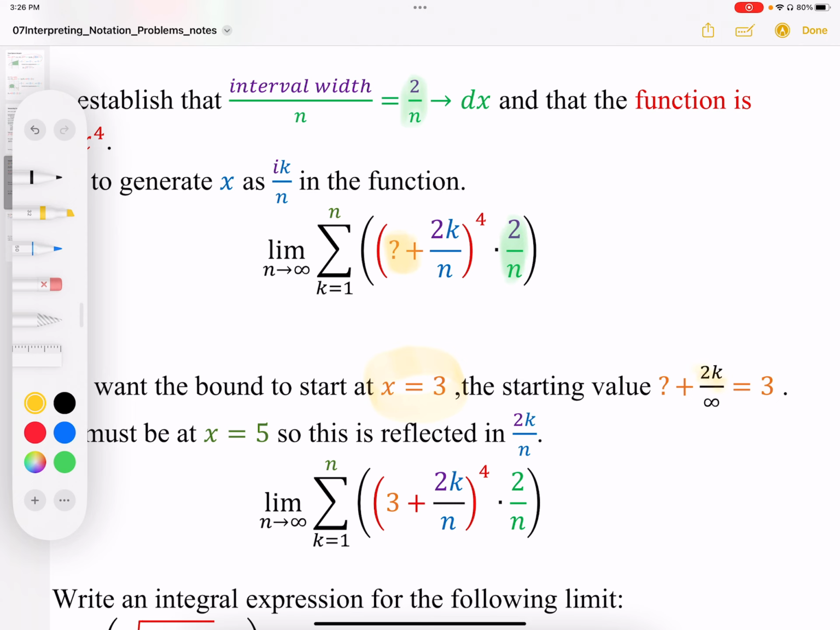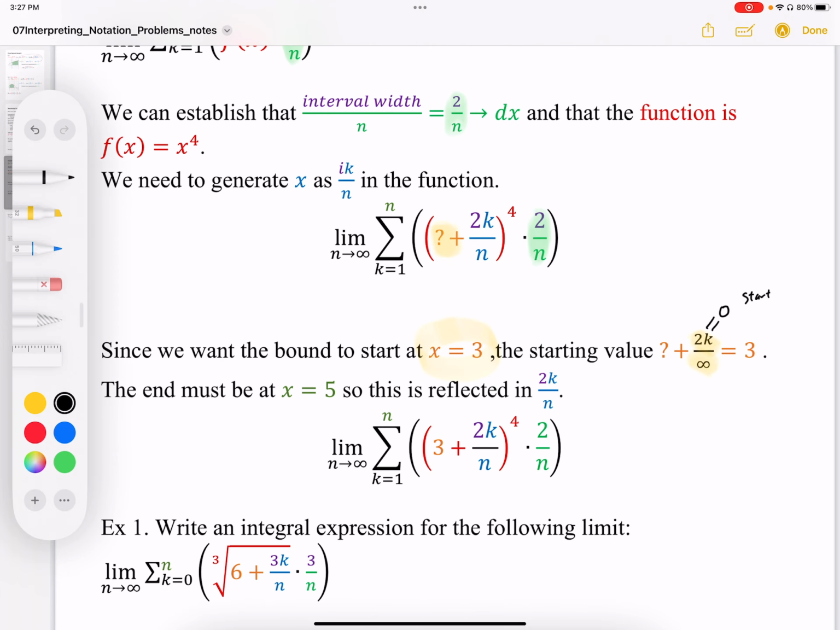So we have 2k divided by infinity, and that's going to give us some value that equals 3. Now, because we're dividing by infinity, that term always ends up being equal to 0. So this is always going to end up being equal to 0 at the start. Okay, well that means then that I need to have an extra 3 in there to account for the starting value of 3.